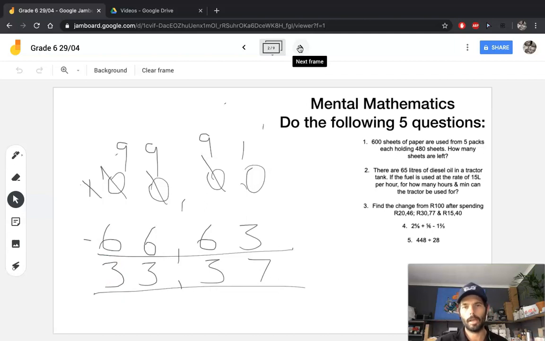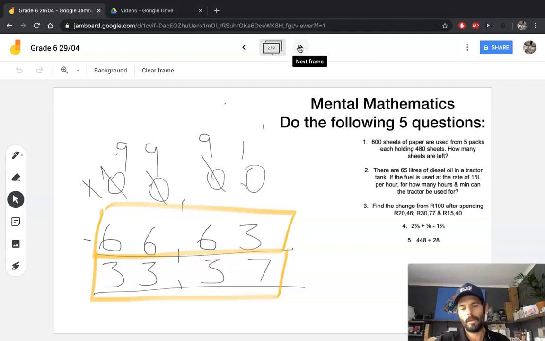Now just to check, what I need to do is add 66 Rand 63 and 33 Rand 37. That needs to give me my starting price of 100 Rand, or my amount of 100 Rand at the beginning. And if you add those two amounts up, you'll definitely get 100 Rand.